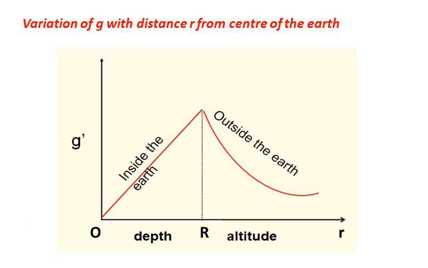This graph represents the variation of acceleration due to gravity with depth and altitude. At the center, the value of g is 0 and it increases up to the surface, and from the surface, as the altitude increases, again it decreases.